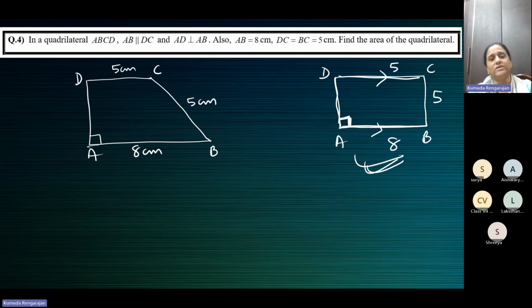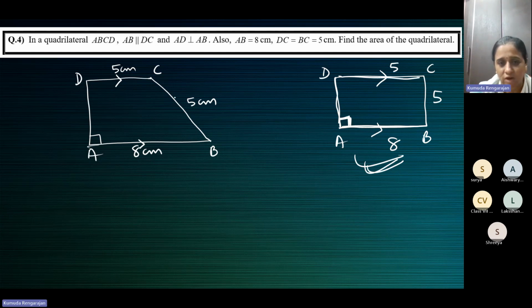So now the question is to find the area of the quadrilateral. This quadrilateral is a trapezium because one pair of opposite sides are parallel. The formula to find the area of a trapezium is half into sum of the parallel sides, so half into 8 plus 5 into the distance between them.